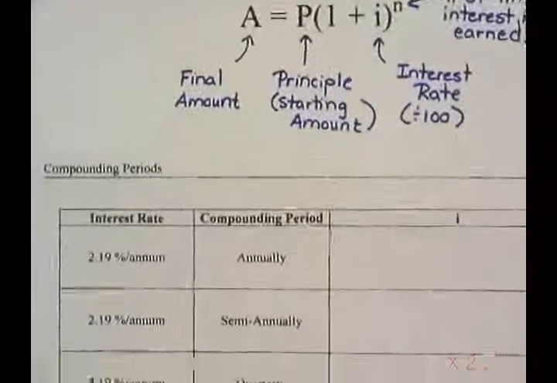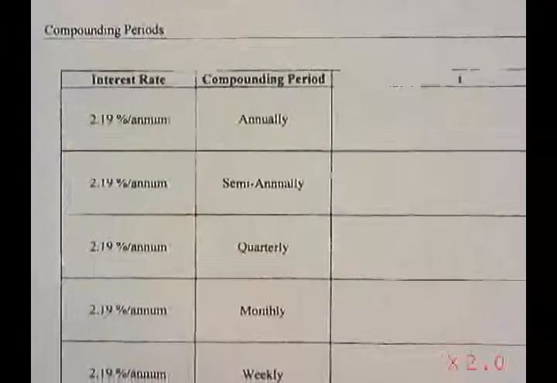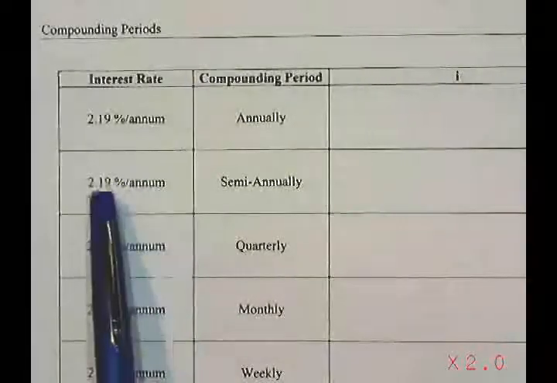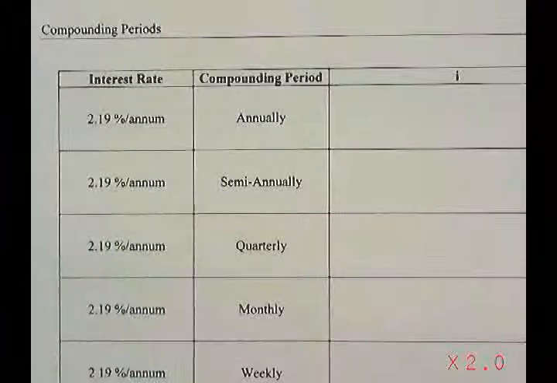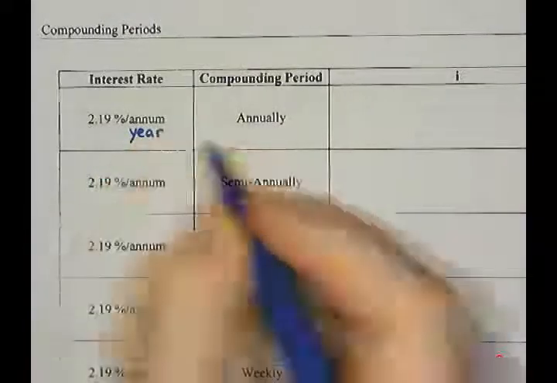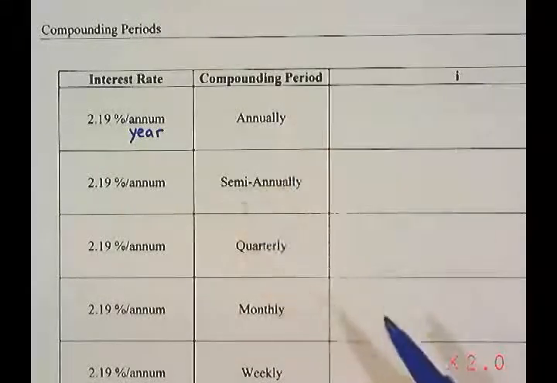So what we're going to take a look at is something we call compounding periods. So compound interest and the compounding period is how often our interest is being calculated. So for all of these, we're going to take a look at an interest rate of 2.19% per annum. And we did discuss before that per annum just means per year. And we're going to see what happens when we compound our interest more frequently.